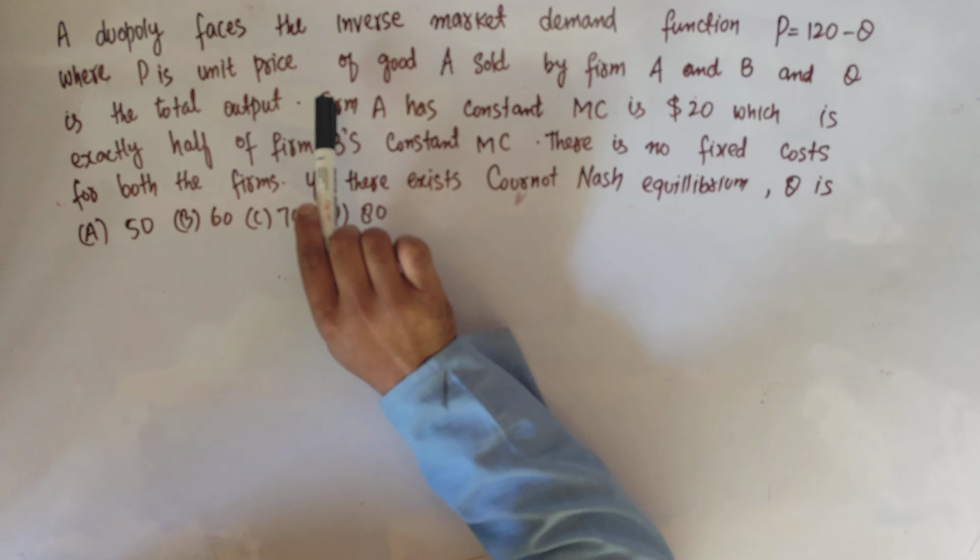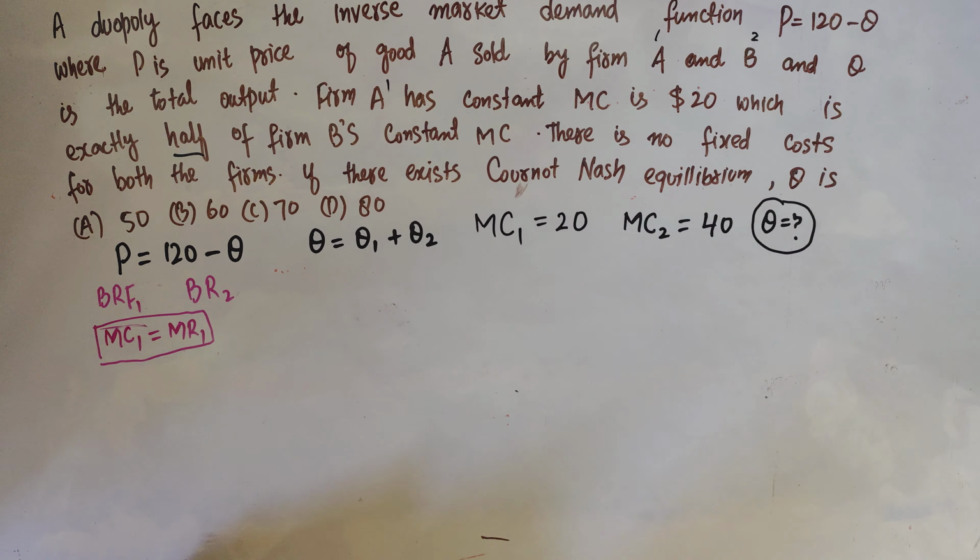That means we need to solve for the profit maximization condition for firm 1, given its marginal cost and its marginal revenue. We know that at equilibrium, marginal cost of firm 1 should be equal to the marginal revenue of firm 1. This is the condition for profit maximization in case of duopoly or any monopolistic setting. So MC1 should be equal to marginal revenue for profit maximization.